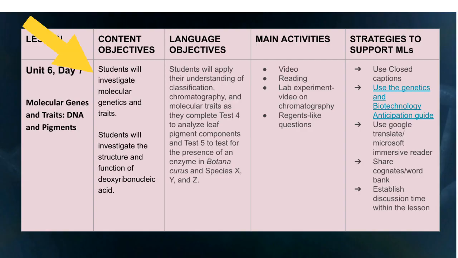On day 7, students will investigate molecular genetics and traits. Students will investigate the structure and function of DNA. As language objectives, students will apply their understanding of classification, chromatography, and molecular traits as they complete Test 4 and Test 5 for the presence of a specific enzyme. Main activities include a video, a reading, a videotaped lab experiment on chromatography, and Regents-like questions. To support multilingual learners, use closed captions and use the Genetics and Biotechnology Anticipation Guide that you can find on page 7 in your Google Slide deck.